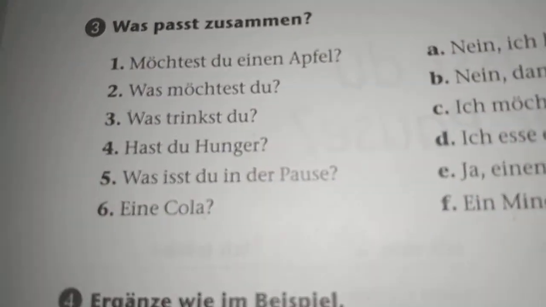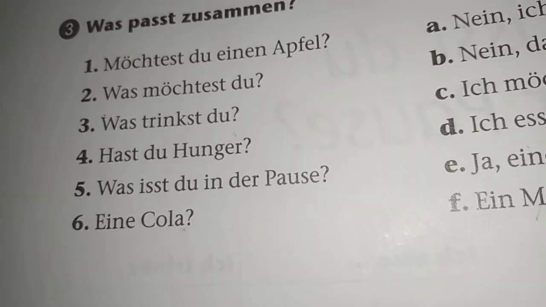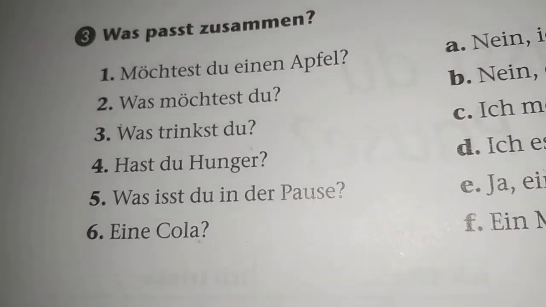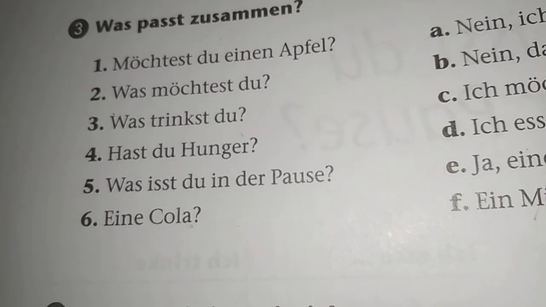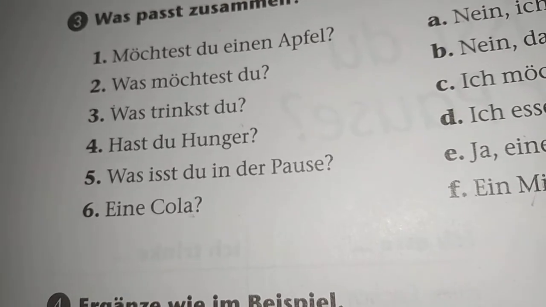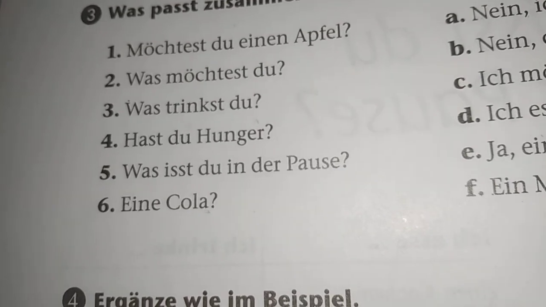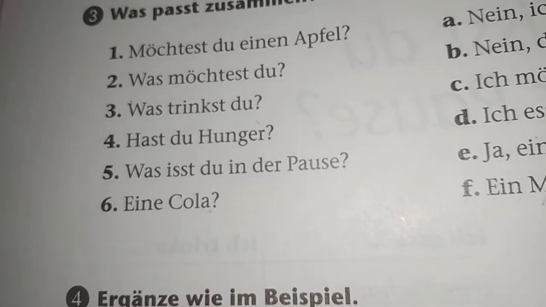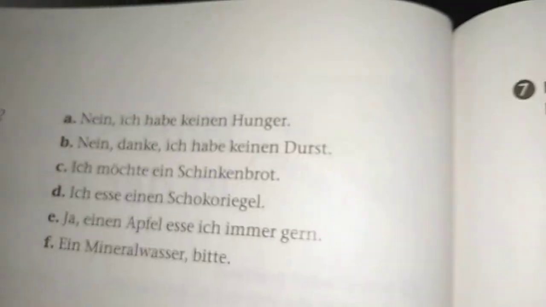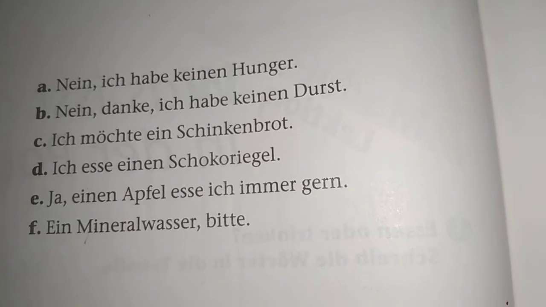So, the first one. Möchtest du einen Apfel? Would you like to have an apple? Second one. Was möchtest du? What would you like to have? Möchten means would like to have. Was trinkst du? Was means what? What do you drink? Hast du Hunger? Are you hungry? Was isst du in der Pause? What do you eat in the lunch break? Eine Cola. A cola and question mark. Now let's read this side. Nein, ich habe keinen Hunger. No, I'm not hungry.